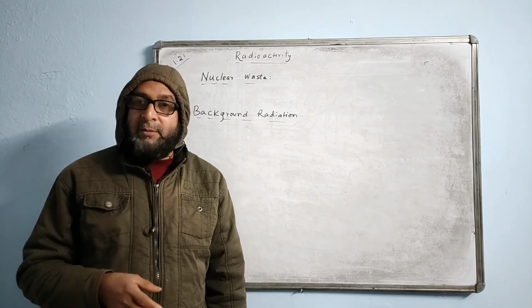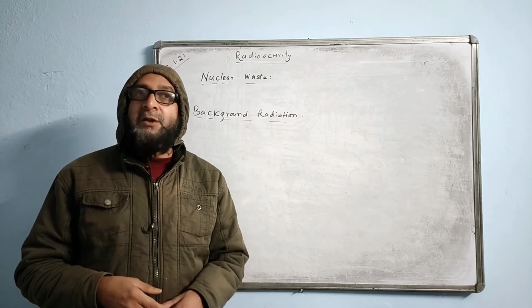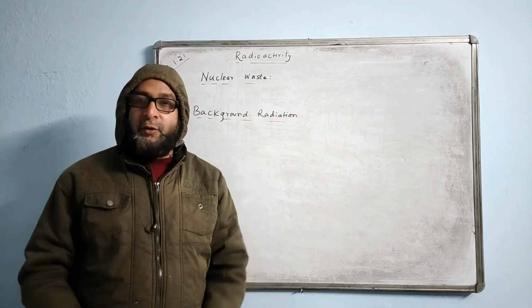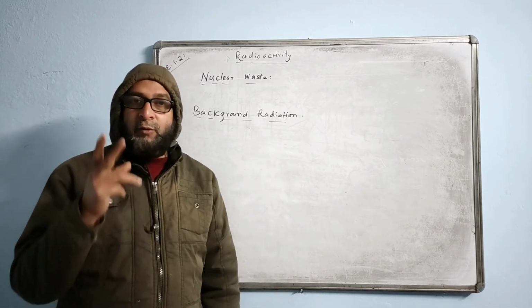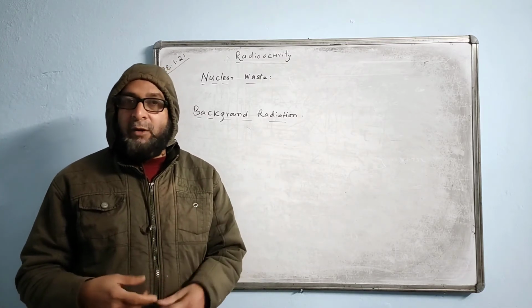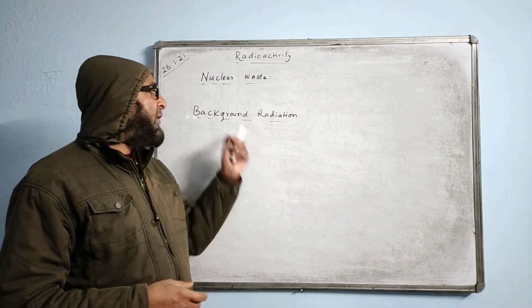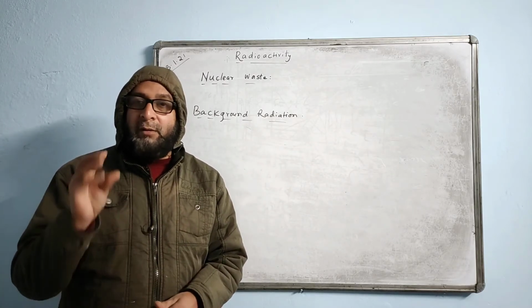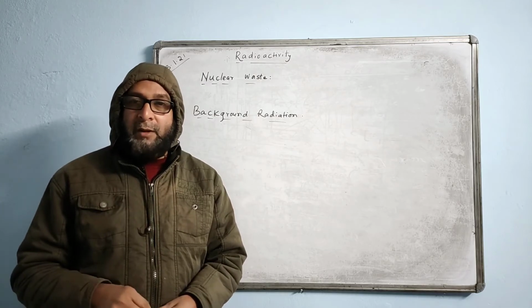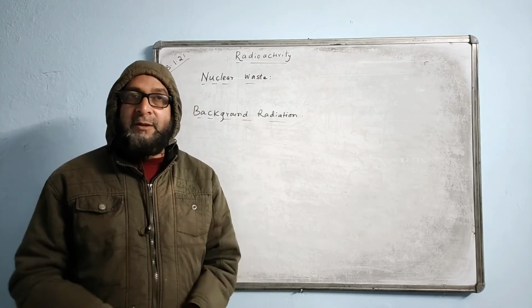I hope you understand what background radiation is. The radiations to which all of us are exposed throughout. Such radiations are background radiation. There are two types of sources, external and internal, as I already told you. And we don't bother so much about the background radiations because their total amount is very small, and they don't cause harmful effects on us.